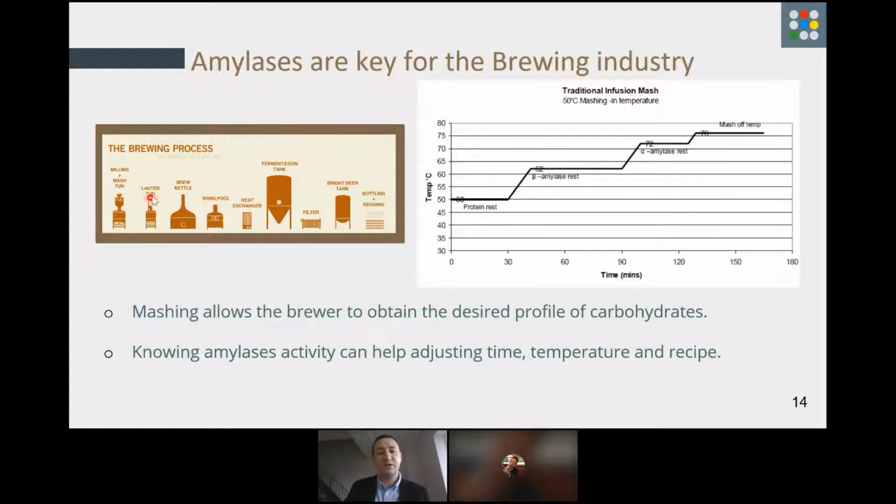What is important to say is that this initial step, the mashing step, is essential when it comes to the beer quality. That is, the final body, the final characteristics of the beer, which are mostly defined by the carbohydrate content, are defined during the mashing. And that's because the mashing defines both the amount of fermentable sugars, but also the amount of longer chain carbohydrates that give a mouthfeel and body to the beer. Therefore, knowing the amylase activity in this mashing step can also help us adjust the mashing step itself.